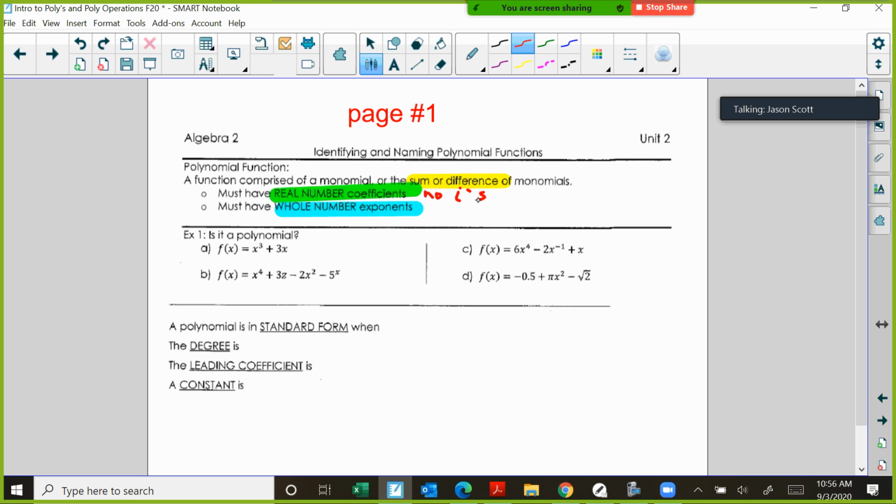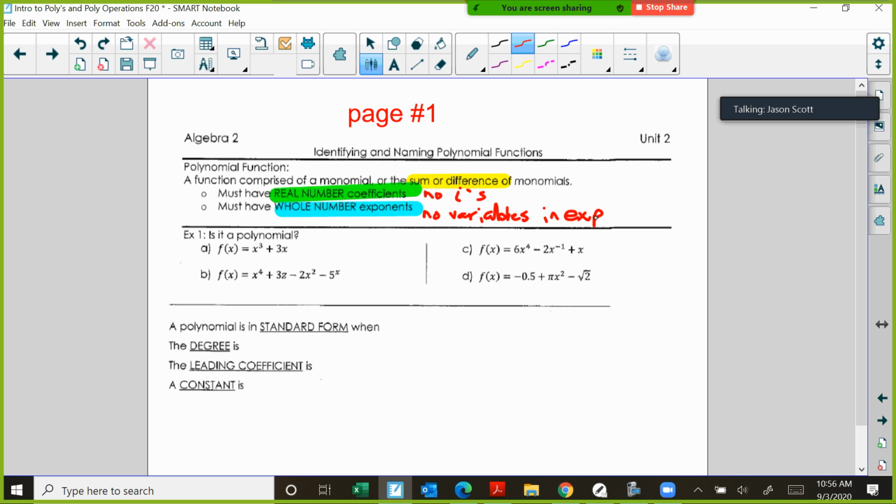And you can't have variables in the exponent. So no variables in the exponent. You can have variables, they just can't be in the exponent. So that's what we've got going on here.